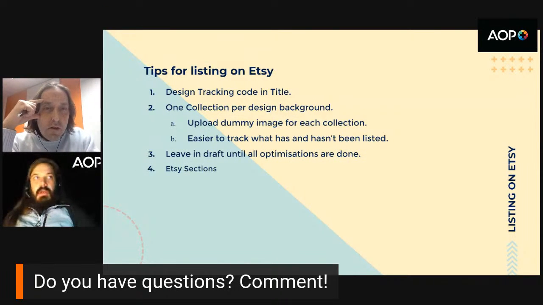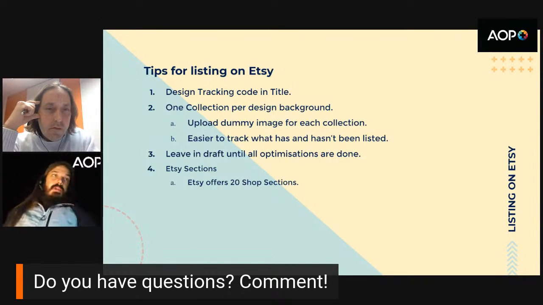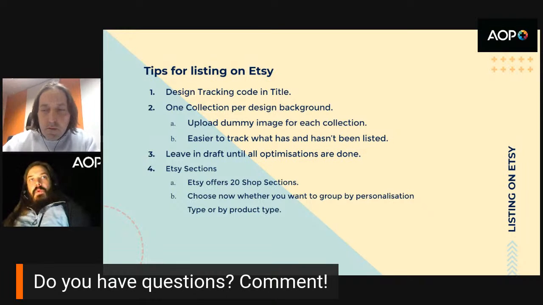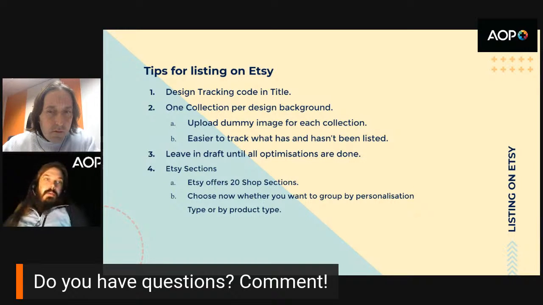And so this is just something in relation to Etsy sections, and it's a decision you may or may not need to make now. It's not specifically relevant to personalization, but they'll offer you 20 shop sections. And you need to decide now whether you want to group your sections by the personalization option that you have, or by the product types that you're going to sell. So if you figure you're only going to sell 5 or 10 different product types, or only 5 or 10 different personalization types, it might be better just to do all your Etsy section grouping by then.